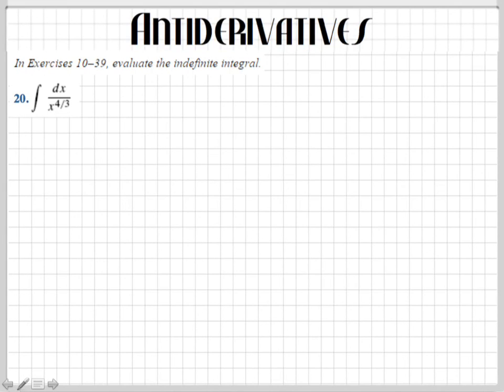Okay, here's another example. Evaluating the indefinite integral. I like this one because it looks weird. They put the dx on top, which might confuse some. You can just rewrite that. Oh, my integral signs are so horrible. I have 1 over x to the 4th over 3, and I could put the dx out in front.